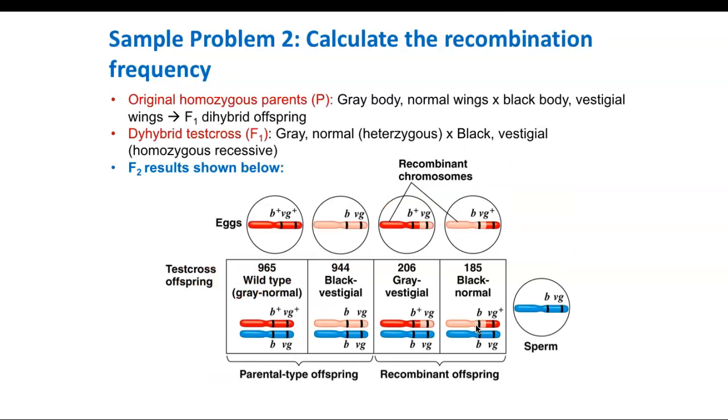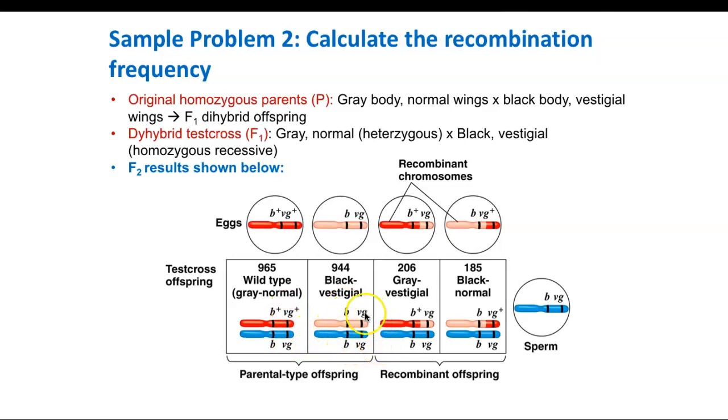So now we have a situation where we have two parents: gray, normal, heterozygous, and black, vestigial. So right here, what is it saying? Gray body, normal wing, black body, vestigial. So this is body and wings. Gray body, normal wings is dominant. Black body, vestigial wings is recessive. Okay, so now that makes sense. Heterozygous gray, heterozygous normal wings.